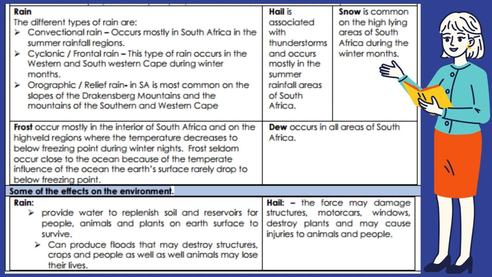Some of the effects on the environment. Rain: provides water to replenish soil and reservoirs for people, animals, and plants on Earth's surface to survive. Can produce floods that may destroy structures. Crops and people as well as animals may lose their lives. Hail: the force may damage structures, motor cars, windows. Destroy plants and may cause injuries to animals and people.